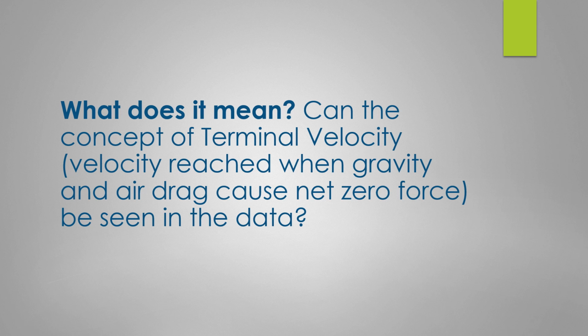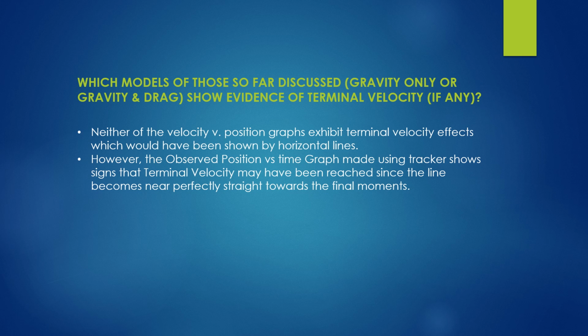Can the concept of terminal velocity be seen in the data? Which models of those so far discussed, gravity only or gravity and drag, show evidence of terminal velocity, if any? Well, neither of the velocity versus position graphs exhibit terminal velocity effects, which would have been shown by horizontal lines. However, the observed position versus time graph made using Tracker does show signs that terminal velocity may have been reached, since the line becomes near perfectly straight towards the final moments.